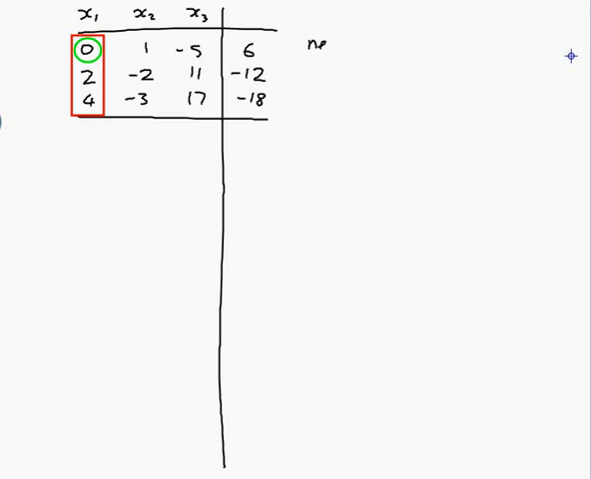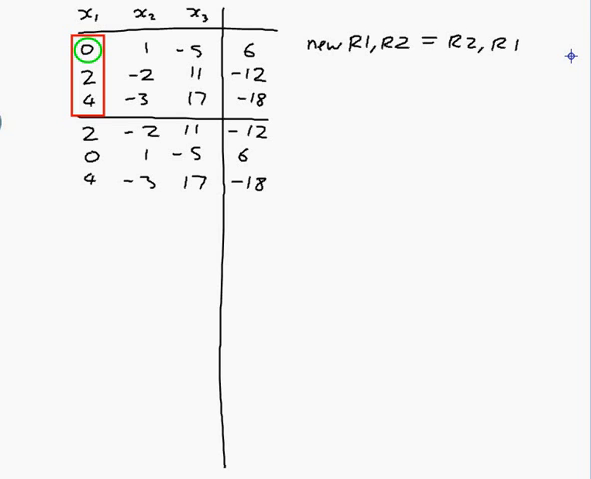So my new row 1 and row 2 are my old row 2 and row 1. So let's see. 2, minus 2, 11, minus 12, 0, 1, minus 5, 6, 4, minus 3, 17, minus 18. I've swapped the first two rows.